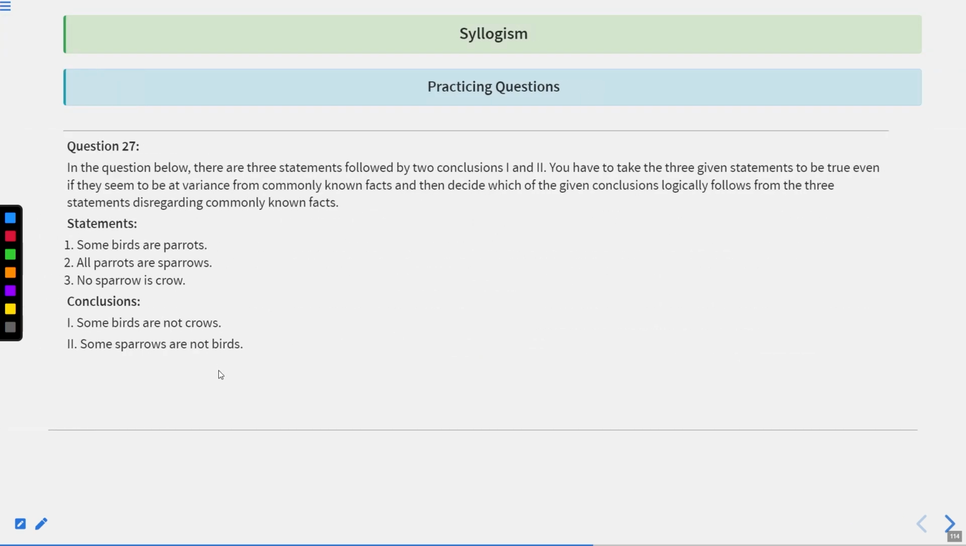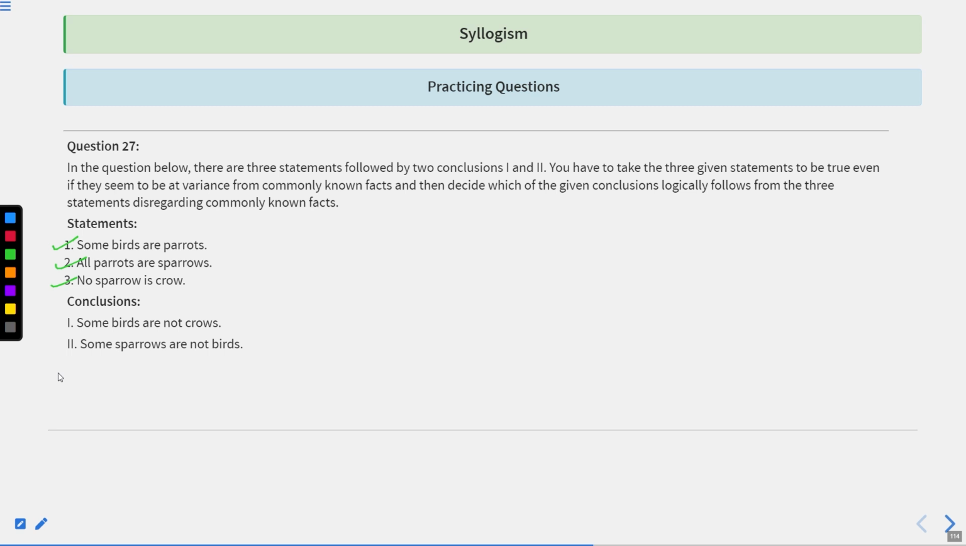Okay, so next question that is right now in front of you. Please try to solve this question. Question 27 suggests these are the statements. Some birds are parrots, all parrots are sparrows, no sparrow is crow. So now, you have three statements, the first of which says some birds are parrots. So the opposite of it, some parrots are birds, is also true. All parrots are sparrows. Can we say all sparrows are parrots? No, we cannot say that. We can say some sparrows are parrots because all parrots are sparrows. Now, no sparrow is a crow.